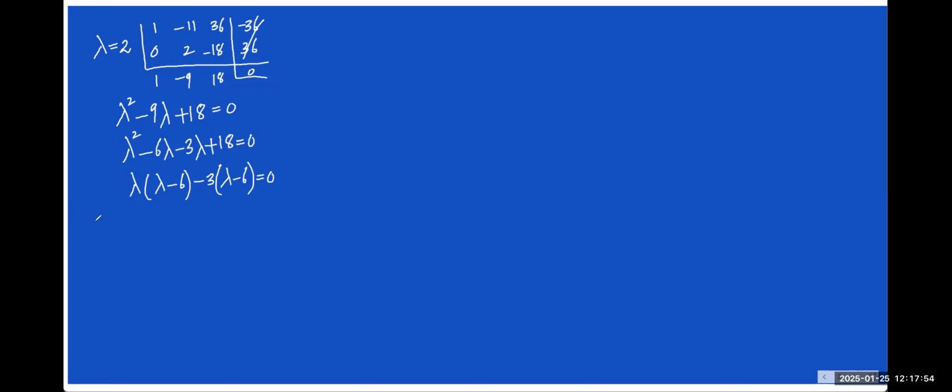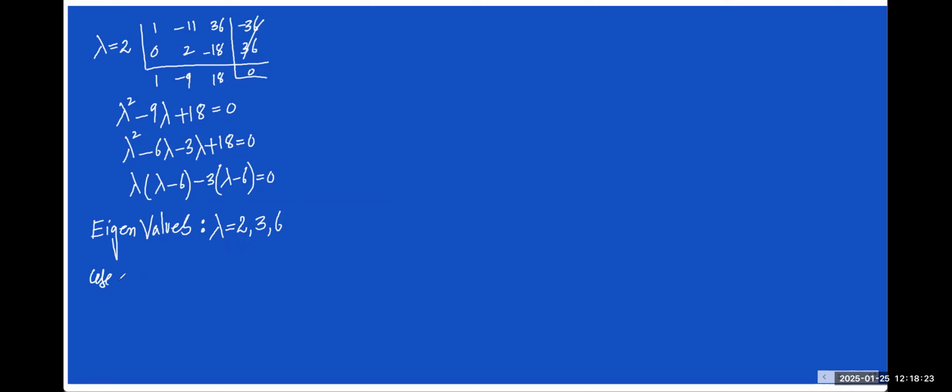Finally, eigenvalues I want to write. Since the order of this matrix is 3 rows and 3 columns, our eigenvalues are lambda is equal to, first I am getting 2, then I am getting 3, then I am getting 6, which means they are called non-repeated eigenvalues. Now we start our work to find out their eigenvectors.